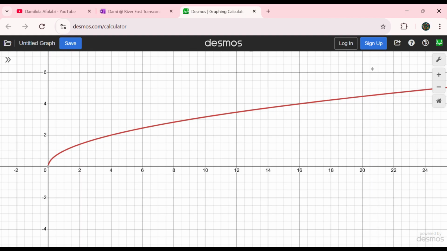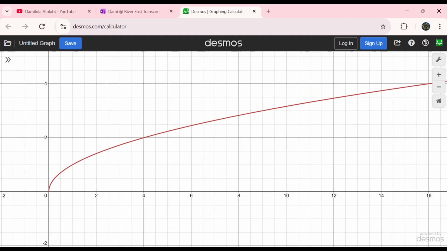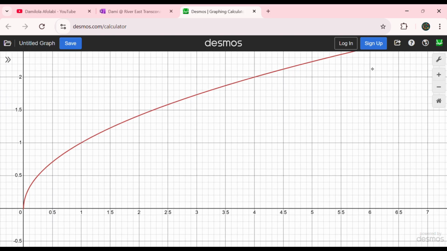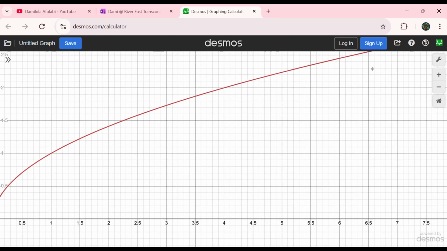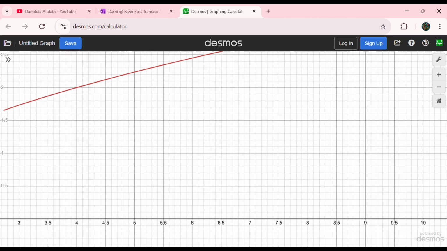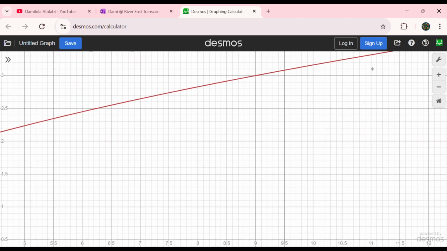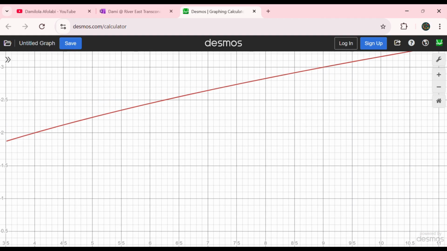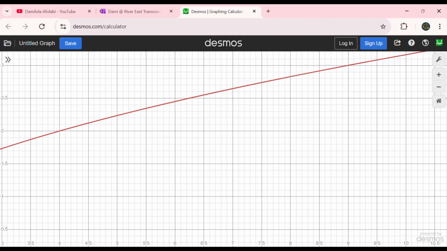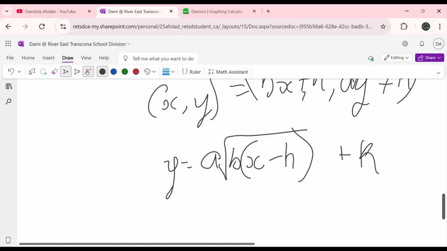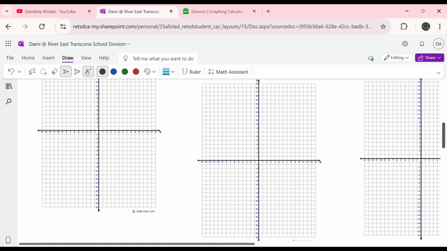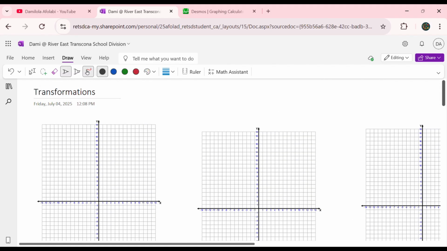Basically 0, 0, that's the origin. 1, 1, 4, 2, 9, 3, and the graph goes on and on forever. You should get the clue over there. Let's do some transforming graphs.